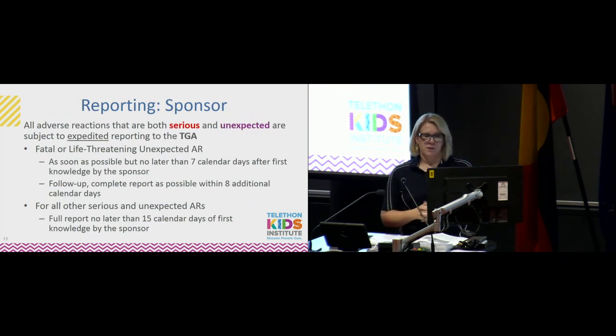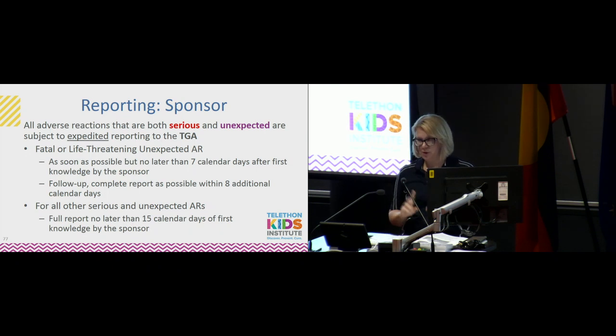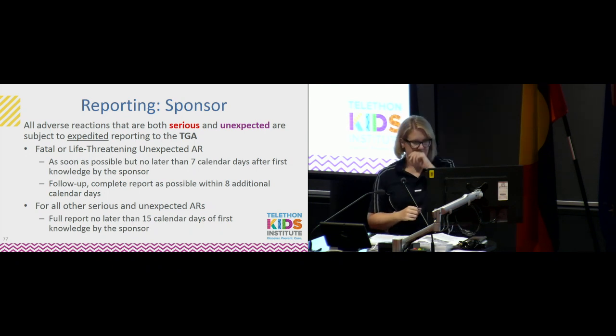All adverse reactions that are both serious and unexpected, the SUSARs, if they are life-threatening, unexpected adverse reactions, must be reported to the TGA as soon as possible but no later than 7 calendar days after the first knowledge by the sponsor, and then the follow-up with all information must be completed within 8 additional calendar days.